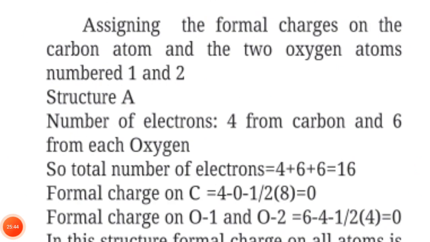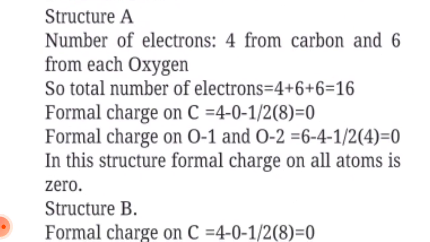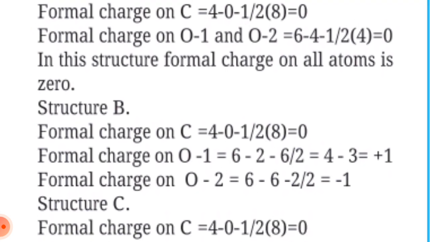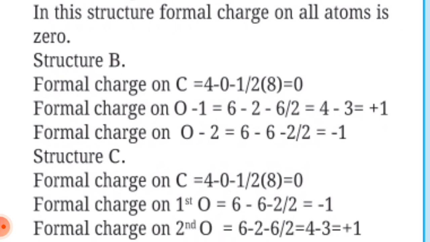Assigning the formal charge on the carbon atom and the two oxygen atoms number 1 and 2. Structure A. Number of electrons: 4 from carbon and 6 from each oxygen, so total number of electrons 4 plus 6 plus 6 equal to 16. Formal charge on carbon is equal to 4 minus 0 minus 1 by 2 multiplied by 8, equal to 0. Formal charge on O1 and O2 is equal to 6 minus 4 minus 1 by 2 multiplied by 4, equal to 0. In this structure, formal charge on all atoms is 0.